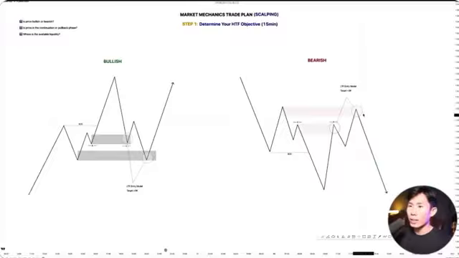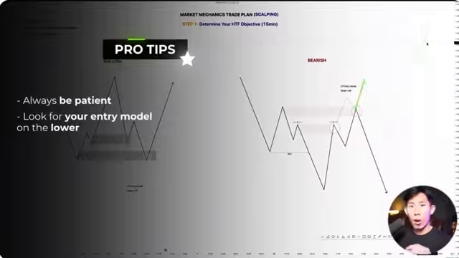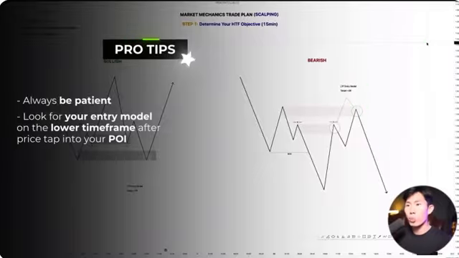Okay, so once again, even though this is the extreme zone, there is no guarantee that it's going to work. There is still a chance that price can just blow right past it, and then we get a market shift, and then price just shifts bullish. So you always be patient, look for your entry model on the lower time frame after price steps into your point of interest.